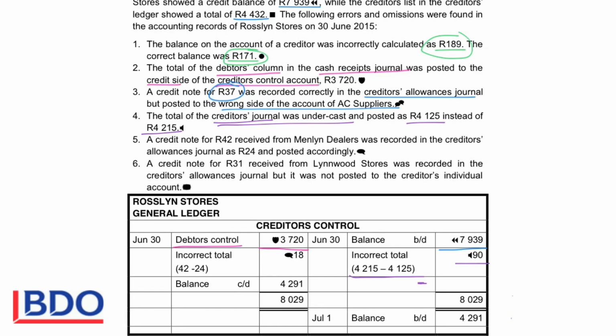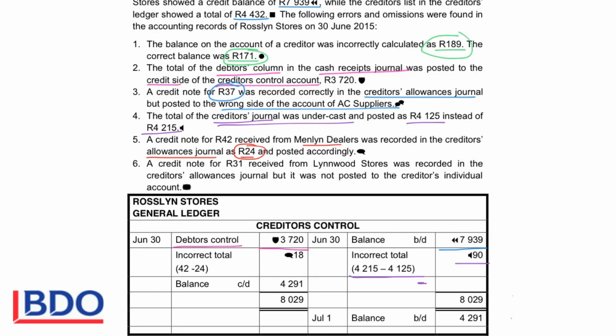A credit note for 42 received from Menlyn Dealers was recorded in the creditors allowances journal as 24 rand. So a mistake was made in the journal. Because we made a mistake in the journal, this incorrect 24 was posted to the account of Menlyn Dealers. Because this 24 was in the journal, the total is also incorrect. So that means we also made a mistake in the creditors control account. Therefore, we will have to correct this mistake in the creditors control account and in the creditors list.